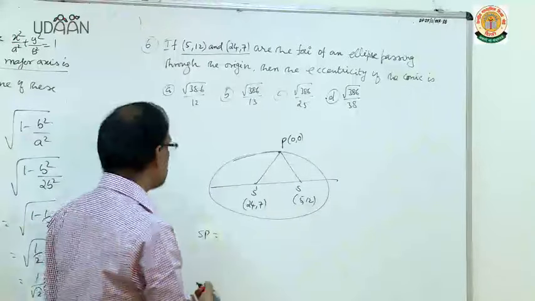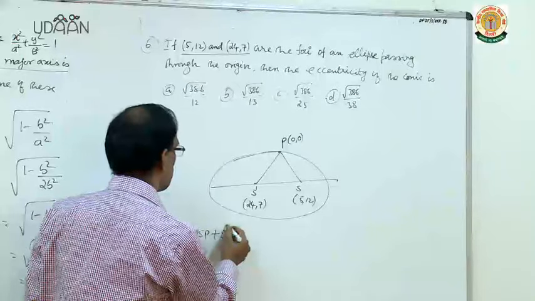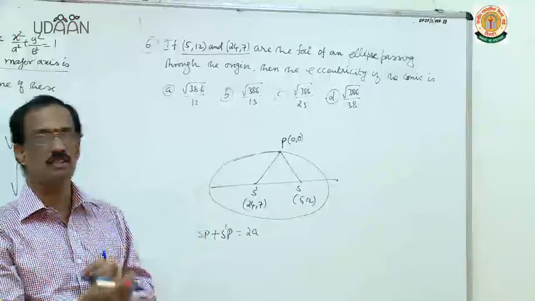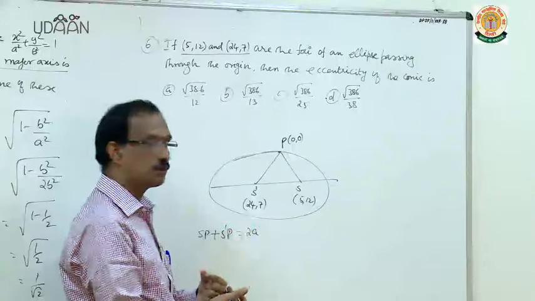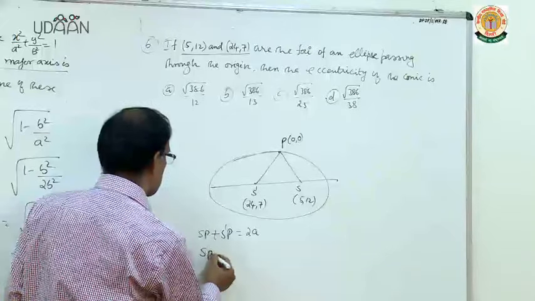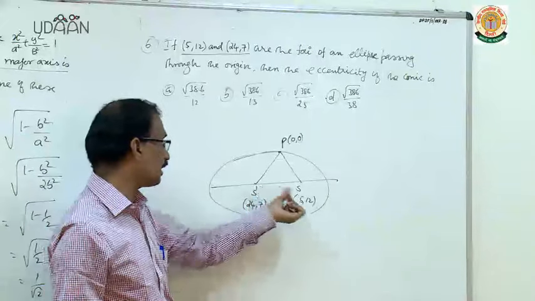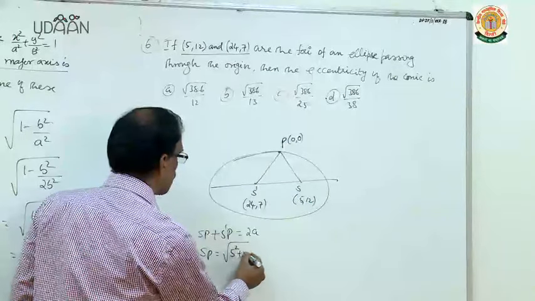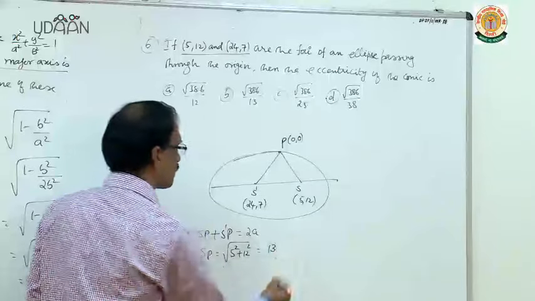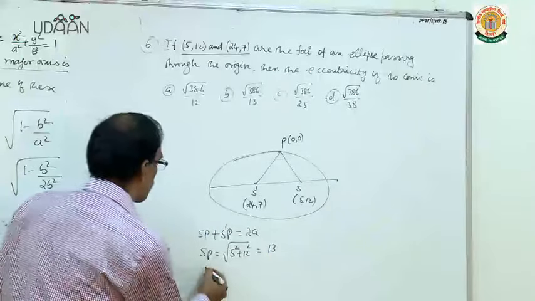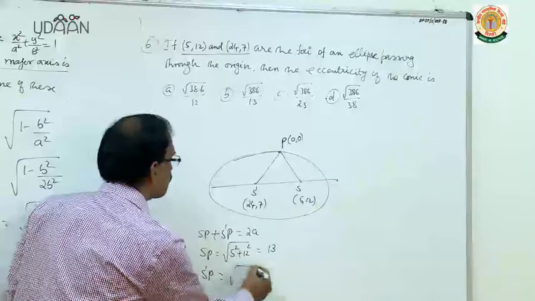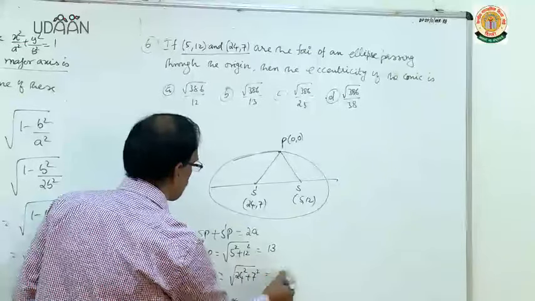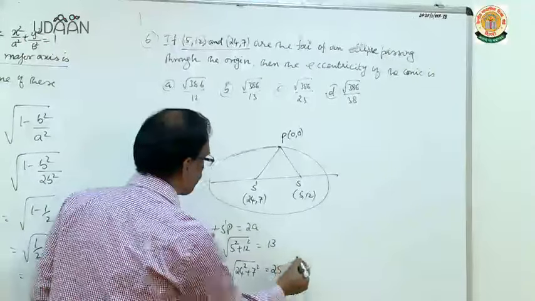Therefore, we know the condition that SP plus S'P equals 2a, that is the length of the major axis. So for that, what is SP? The distance between these two is the root of 5 square plus 12 square, that gives us 13. And S'P is the root of 24 square plus 7 square, that gives us 25.